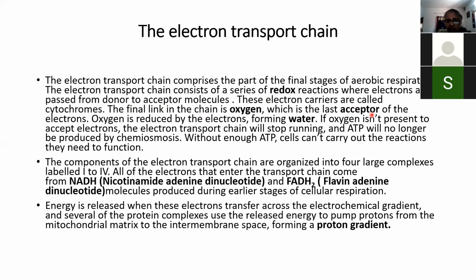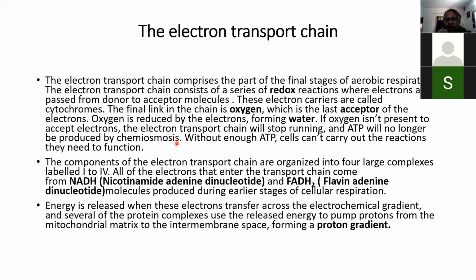So the oxygen will accept the electron and the proton and form water. Hence, if oxygen is not present, the chain is cut. The oxygen has to be present to accept the electrons. And once the oxygen accepts the electrons and forms water, ATP will be produced by what is known as chemiosmosis.